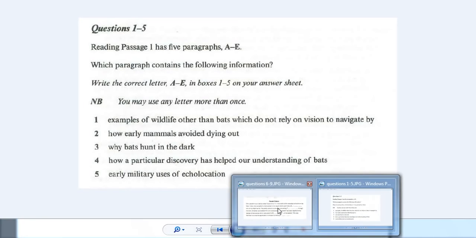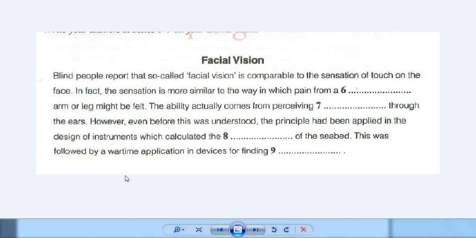Now let's look at another type of question for just a second. This is filling in the blank here with words from the text. And I look at it and I say, okay, look, blind people report that so-called facial vision is comparable to the sensation of touch in the face. In fact, the sensation is more similar to the way in which pain from a blank arm or leg might be felt. So I need to fill in the blank here.